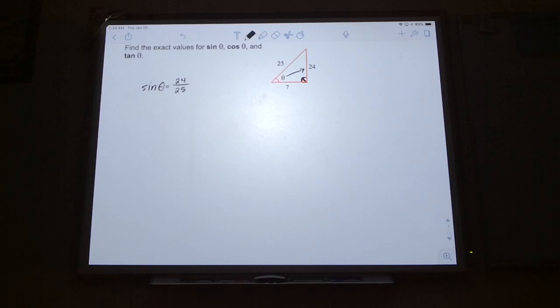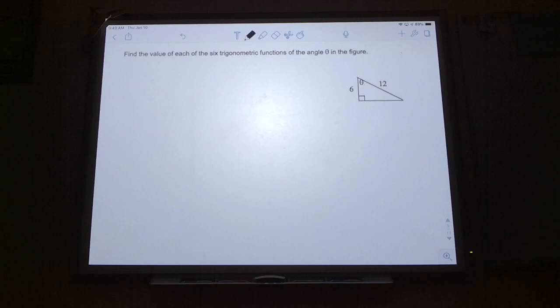Okay, cosine of theta, that is the adjacent side, so the side next to theta, 7, and the hypotenuse is 25. And then tangent is opposite over adjacent, so the opposite is 24 over the adjacent, which is 7. Okay, that's stuff you learned in 9th grade. I think you've touched on it since then as well, so it should be pretty straightforward. So let's move on to the next one.